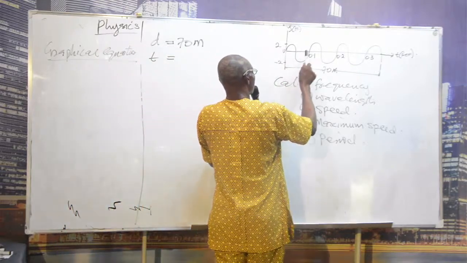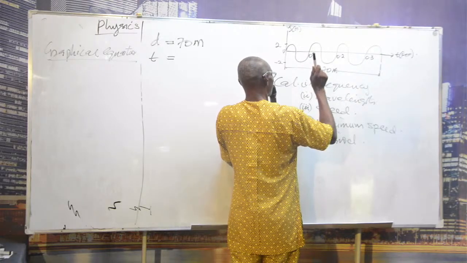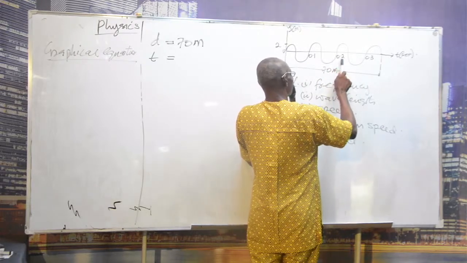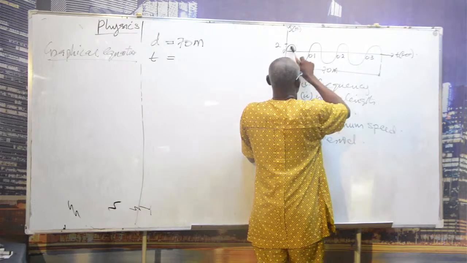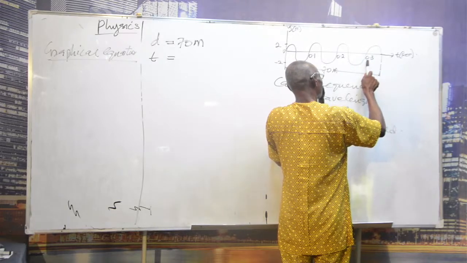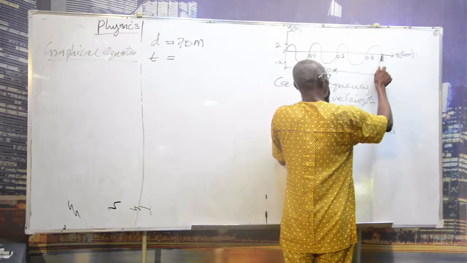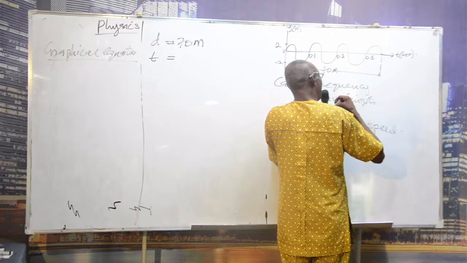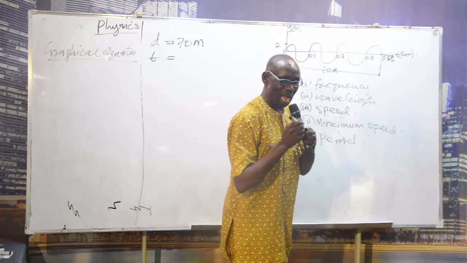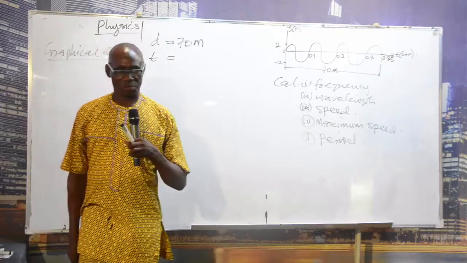From 0 to this place, how many waves? What's the time? From here down to this place, how many waves? What's the time? From the same 0 down to this place, how many waves? What's the time? Then, after 0.3, is this one complete? But half of it is recorded up here, meaning that here is 0.35. Yeah, 0.35 seconds. That's the time.